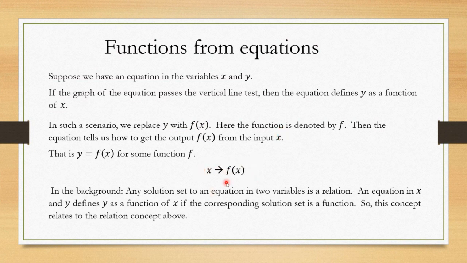I drew this also, hopefully it makes more sense here. That's really what's happening here. The formula tells you how to get your output from your input. We'll do examples, don't worry. What's really happening in the background is what we saw already. Namely, if you have an equation in x and y, its solution set is a relation. A relation is just a collection of ordered pairs. Well, what about the solution set to an equation? That's a set of ordered pairs. So that's a relation.